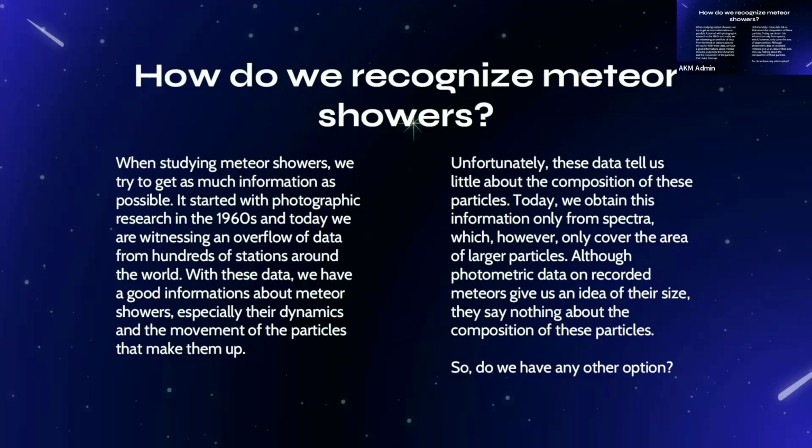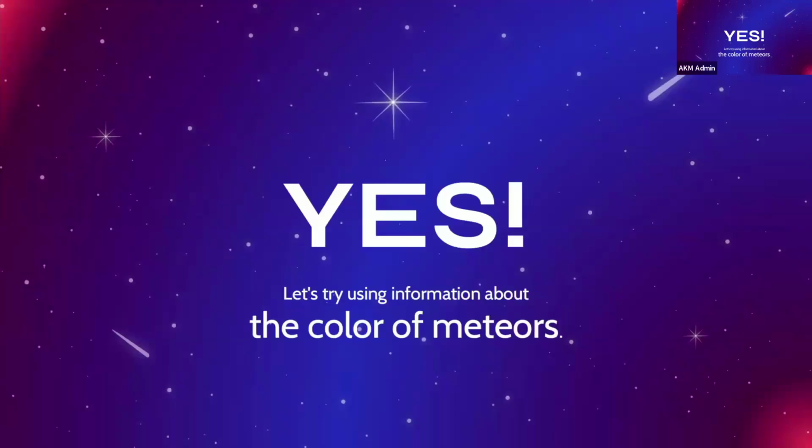Today, we obtain this information only from spectra, which, however, only cover larger particles. Although photometric data on recorded meteors give us an idea of their size, they say nothing about the composition of these particles. So, do we have any other options? Yes. Let's try using information about the colors of meteors.